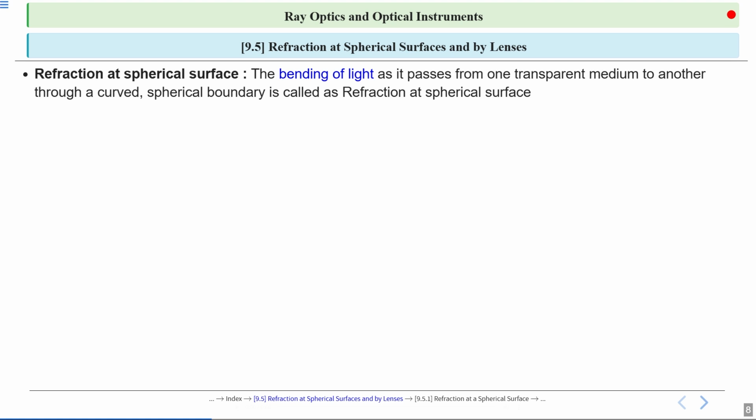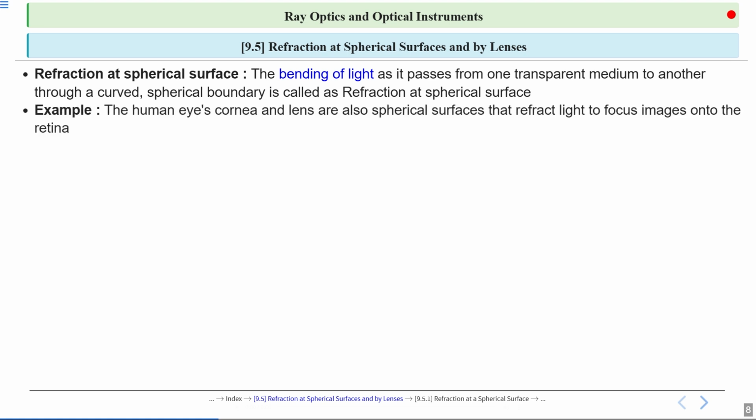Okay, in the case of a slab, that interface is plane, but now we are discussing the curved interface. Bending of light as it passes from one transparent medium to another through a curved spherical boundary is called refraction at a spherical surface. So what is an example? The human eye: the cornea and lens are also spherical surfaces. You can see the shape of your cornea, the outer part of the eye, is spherical.